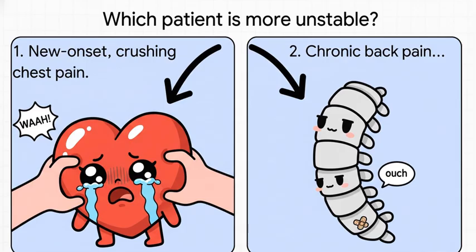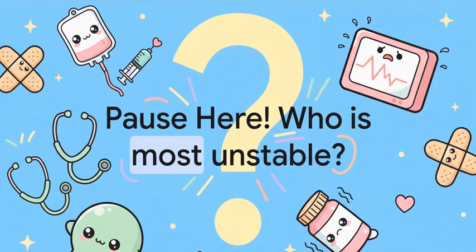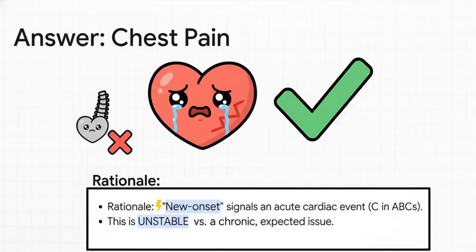Question 2. Which of these patients is the most unstable? Number 1, a patient with new onset crushing chest pain. Or, number 2, a patient with chronic back pain reporting their usual 6 out of 10 pain. Go ahead and pause. This is a straight-up comparison. Who is more unstable? Yes, it's number 1, the patient with new onset chest pain.